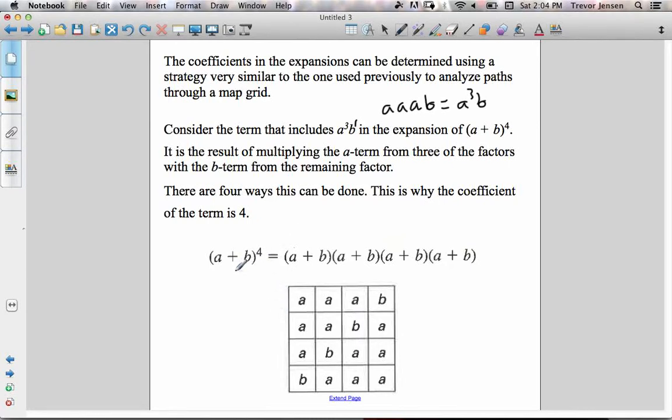So keep in mind, when you're expanding (a + b)^4, that means you have 4 factors of (a + b) all being multiplied together. So each term in this first binomial has to be multiplied by each term in the remaining 3.